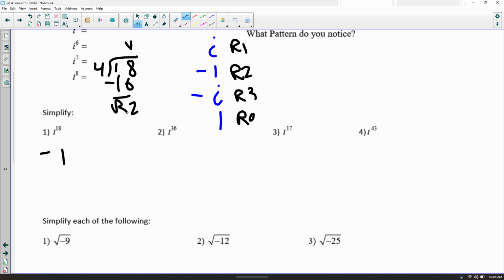So we just divide all this. There you go. 36 divided by 4 goes what? And the remainder of 0. So that makes it what? 1. 17. What's the remainder in 17? 1. So that makes it I. 43 divided by 4 into 43. Remainder's 3. So that's just negative I. That's literally all the way through. Correct. You change it like that.